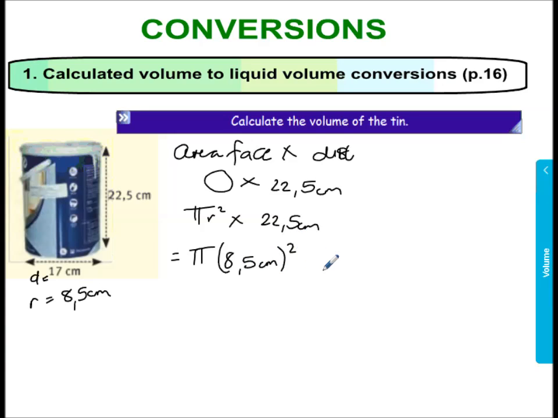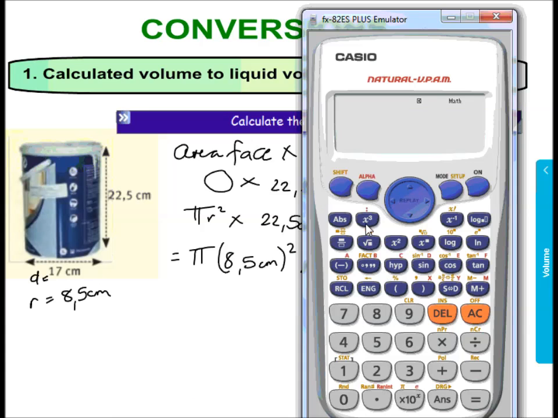So that will be 8,5 centimeters, which must be squared and multiplied by 22,5 centimeters. Make sure you've got your calculator with you. So we're going to go shift pi, multiplied by brackets 8.5 close bracket squared, and we're going to multiply by 22.5, and your answer is SD 5,107,051,557.